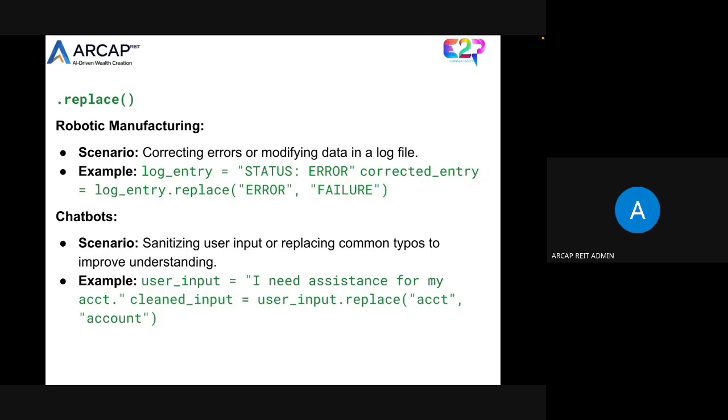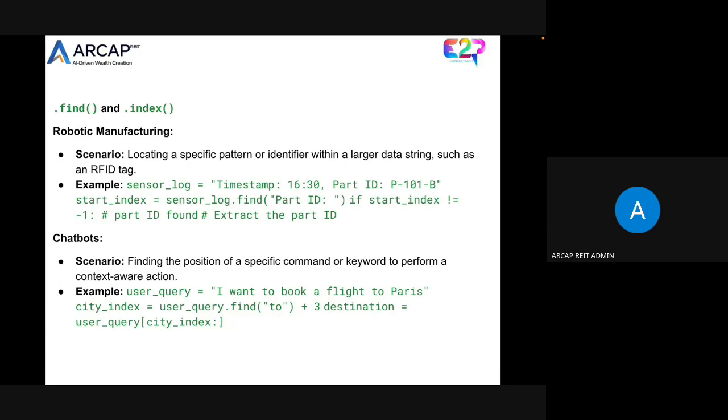Replace is also used for correcting errors or modifying the data in a log file. We can use replace. So the status is error, and instead of that we want to replace it with failure. Then you can use log_entry.replace("error", "failure"). Normally in these scenarios it is used. Okay, right? And find and index.